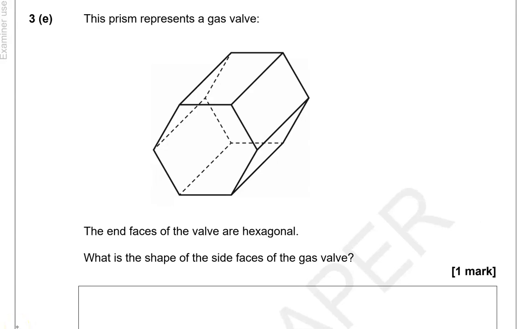This prism represents a gas valve. The end faces of the valve are hexagonal. What is the shape of the side faces of the gas valve? So side faces will be the ones like this. So as you can see, that is rectangular. So the shape is a rectangle.